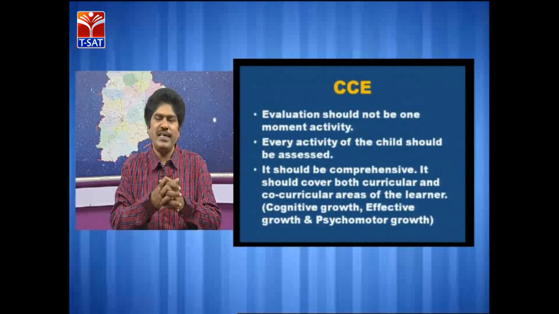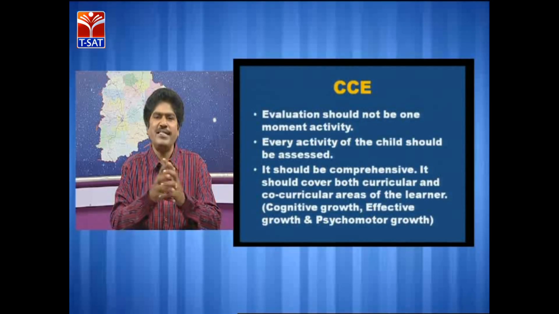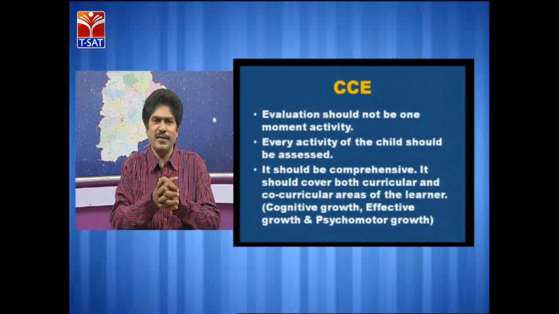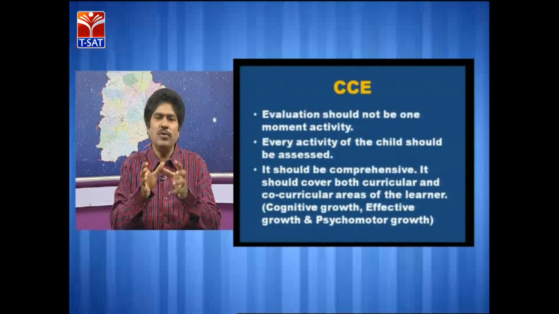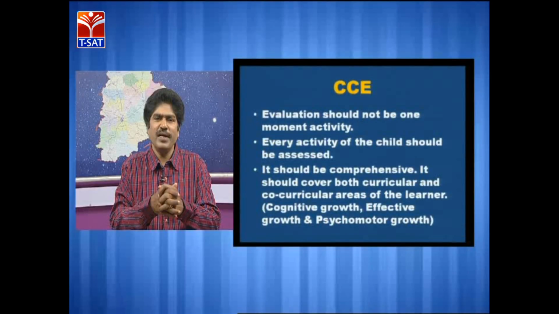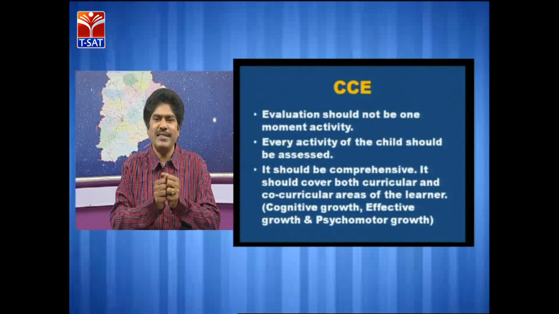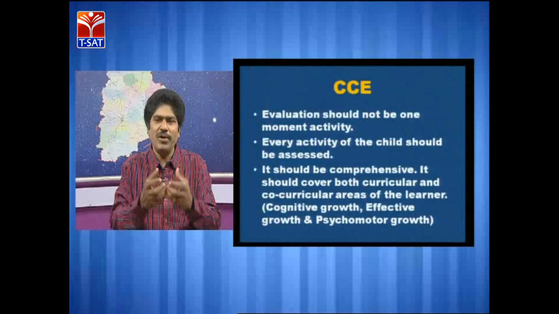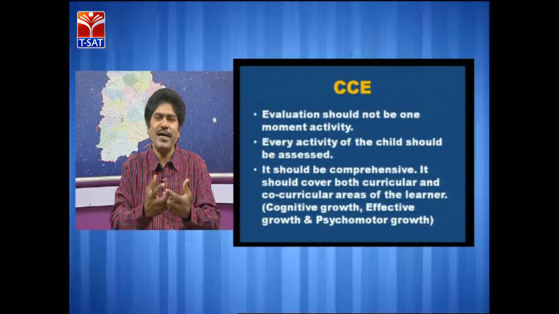Every activity of the child, every capacity of the child should be measured. Every ability of the child should be assessed properly. That means evaluation should be a continuous process, and it should also be comprehensive. It should cover both curricular and co-curricular areas of the learner, and it should take into consideration the cognitive growth, affective growth and psychomotor growth of the child.